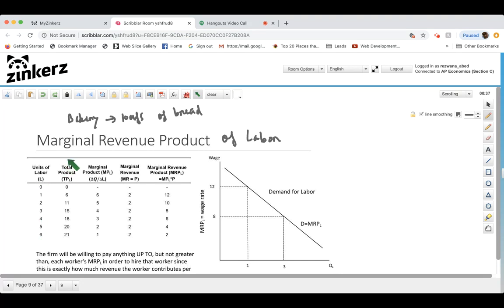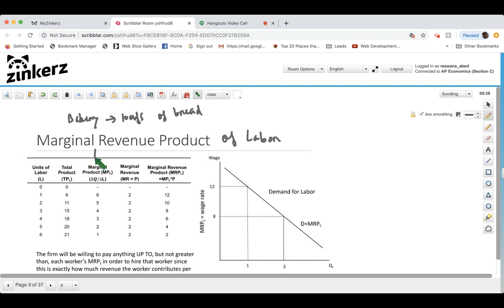This column right here is the total product, which shows that when you don't have any workers, the total product is 0. When you hire the first worker, the total output for the bakery is 6 loaves of bread. Two workers together can produce 11 loaves of bread. Three workers together can produce 15 loaves of bread, and so on.